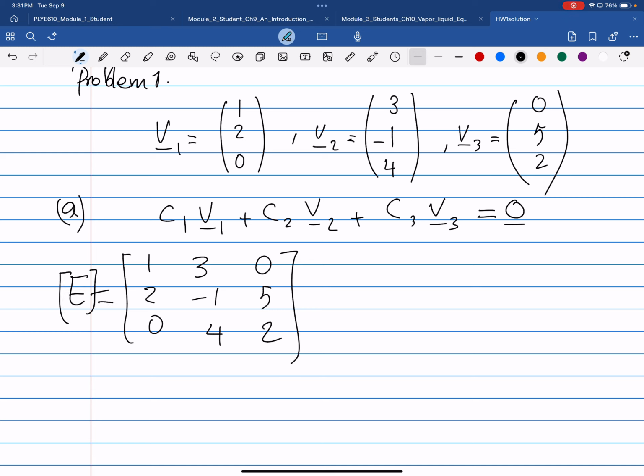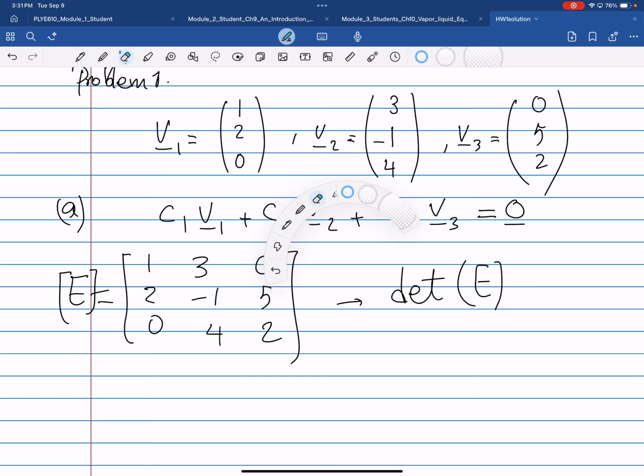If I can show that the determinant of this E is not 0, then they are linearly independent. What is going to happen if it is 0? They are dependent. If it is not 0, it's going to be linearly independent. If we calculate the determinant, it's going to be 10. So 10 is not 0, so they are linearly independent.